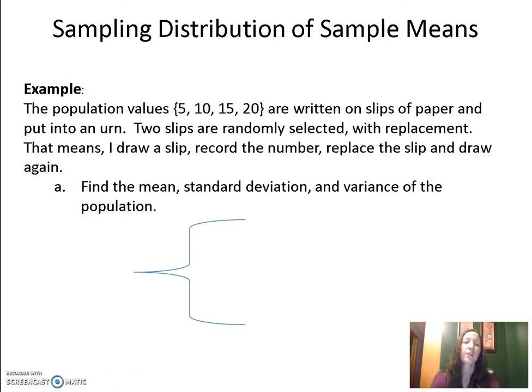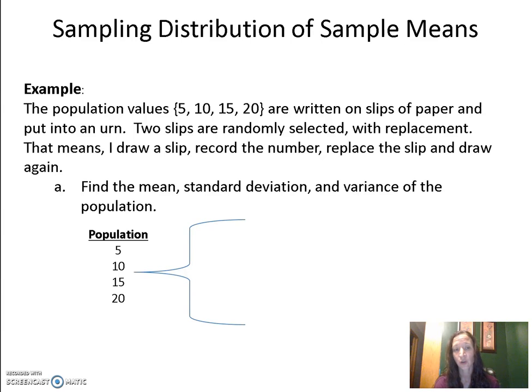So I have an example here that has slips of paper with 5, 10, 15, and 20 written on them, and they're put into an urn. Why statisticians like to put things in urns is beyond me. But there's an experiment performed where two slips are randomly selected with replacement, and the selections are recorded. So with replacement means that I will pull the first slip out of the urn, record that value and put it back, and then pull another slip and record that value.